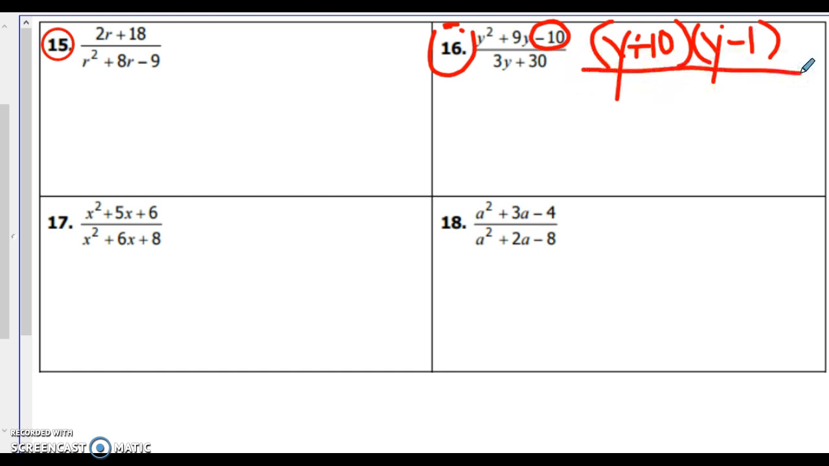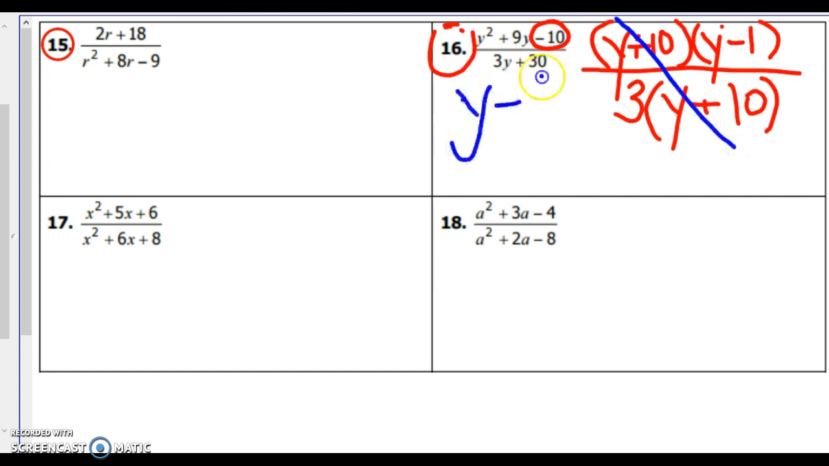Now I'm going to look at the bottom. Does the bottom have a y squared? It does not. So it's not going to pull apart into 2 sets of parentheses. It's only going to pull apart into 1. So, let's see. What comes out of 3y and 30? Got it. And I'm left with, oh, surprise! y plus 10. Does anything cancel out? Yes, the y plus 10 does. y minus 1 all over 3.